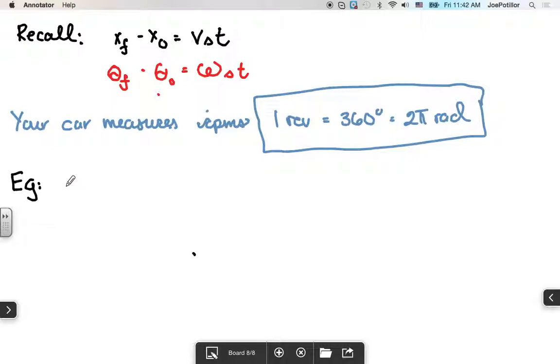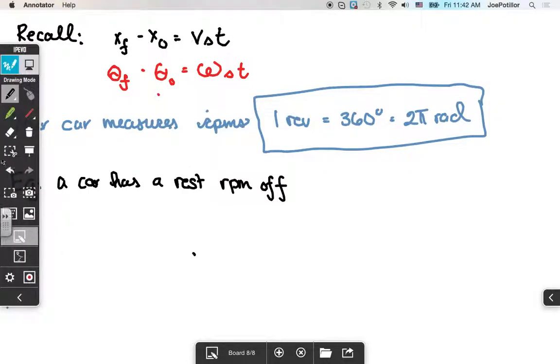So, for example, a car has a rest RPM of 800. Find it in radians per second.